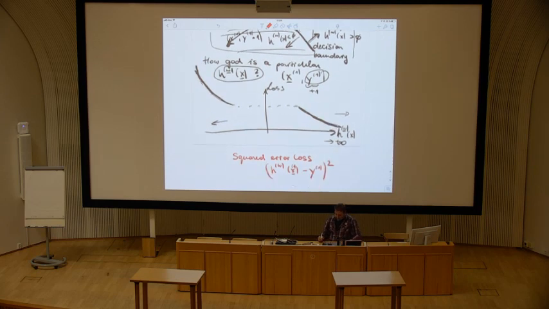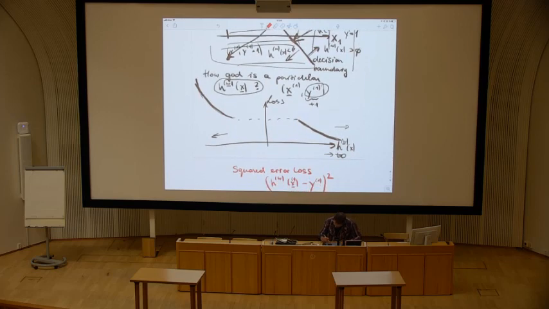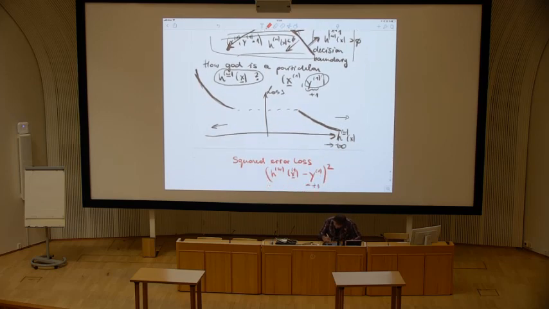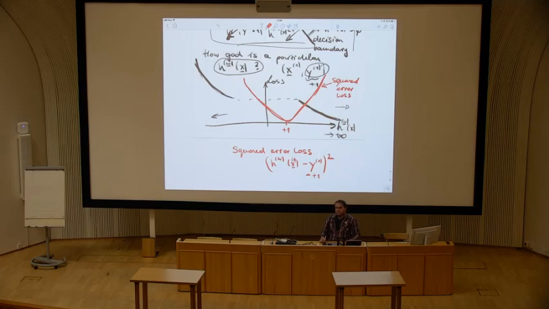So how does this look like in this figure? It looks like this. So if this is +1, it goes to 0, and here it goes like a bowl. So this is the squared error loss. Does this make sense to use the squared error loss here for classification? Nope.